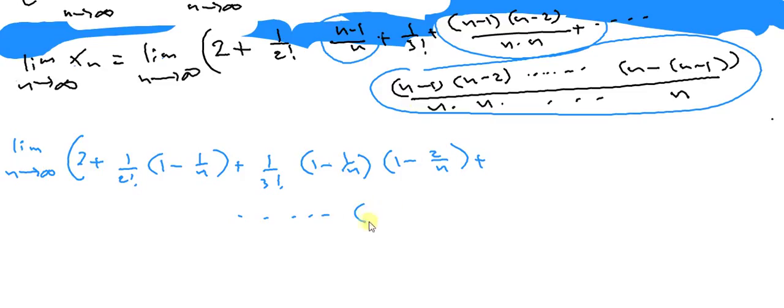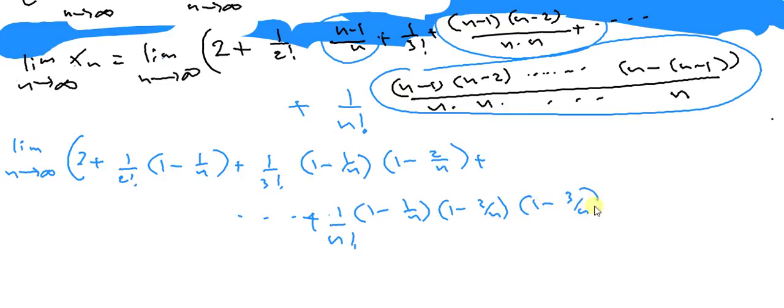Again 1 by n factorial. Here I forgot to write the n factorial. Plus 1 by n factorial times (1 minus 1 by n) times (1 minus 2 by n) times (1 minus 3 by n) and so on, up to (1 minus (n minus 1) by n), plus etc.